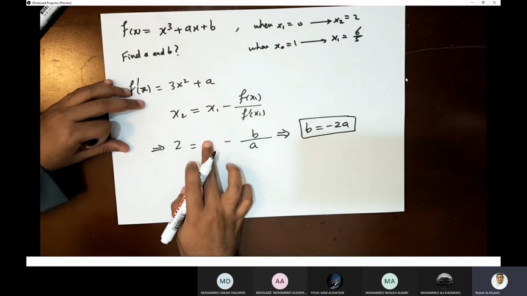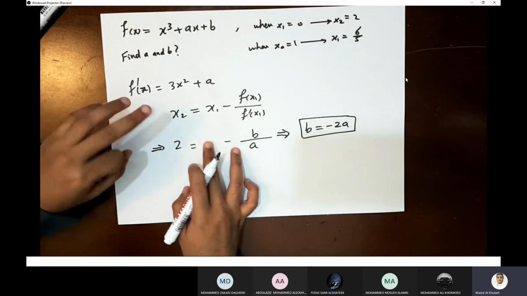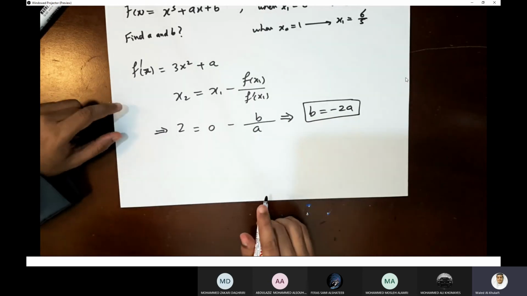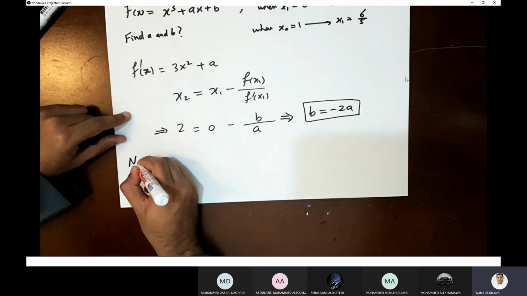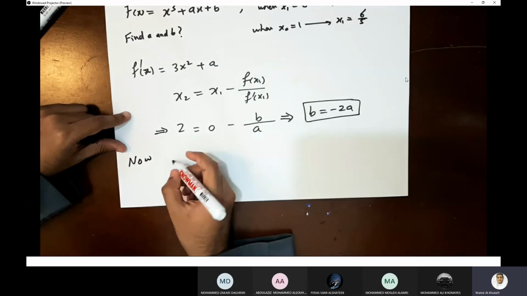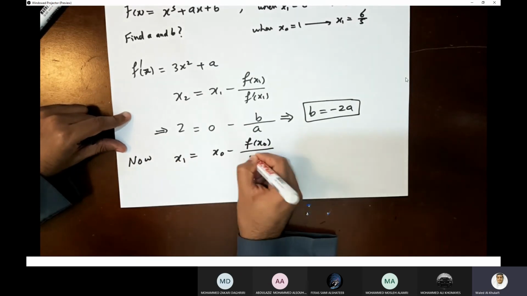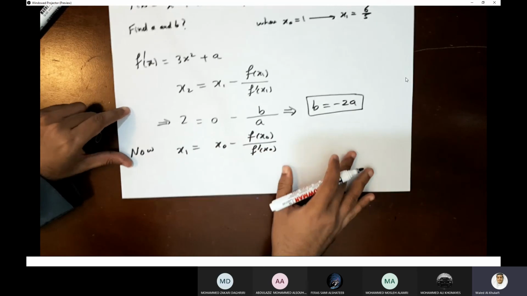Right? Because this is 0, so we multiply here A, multiply by negative, so we have this one here. Okay? So this is one thing. Now, x1 is equal to x0 minus f of x0 over f prime of x0.